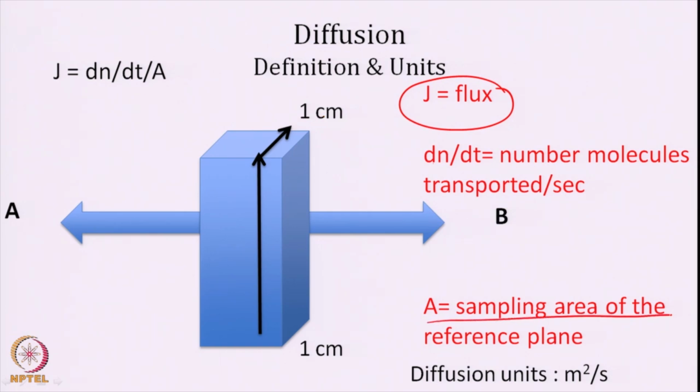A is the sampling area of the reference plane, and the rate at which molecules pass is called flux. Diffusion is basically this event of diffusing through a particular area with some flux, and the unit of diffusion is meter square per second or centimeter square per second. In this area, how many molecules are diffusing, that is the diffusion.